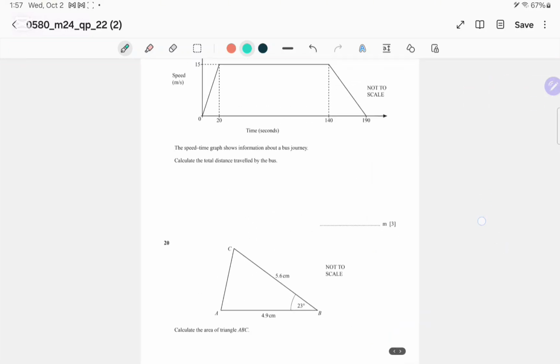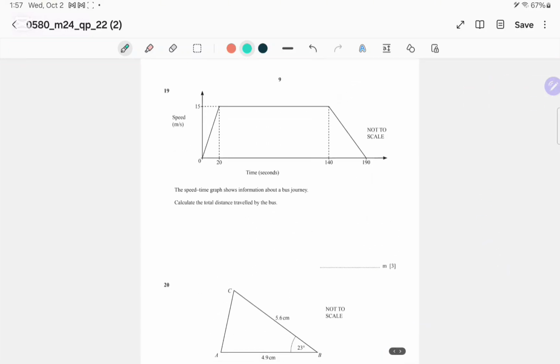Okay, the next question, it's a speed time graph question. So calculate the total distance traveled by the bus. Okay, time is given in seconds. So area under the graph is what we have to calculate for the total distance traveled by the bus. Calculate the total distance traveled. So for area under the graph, it is a trapezium.